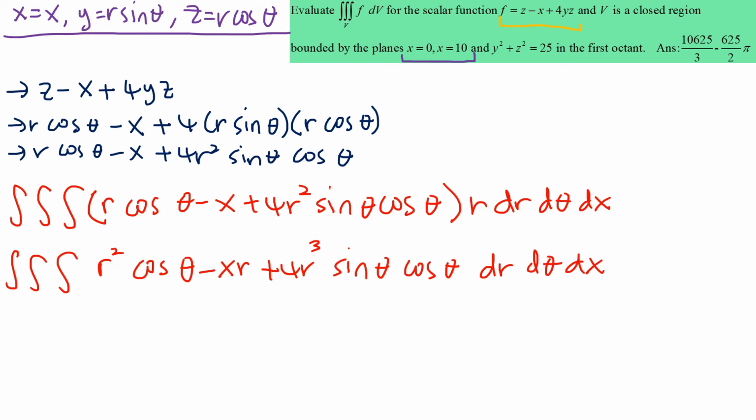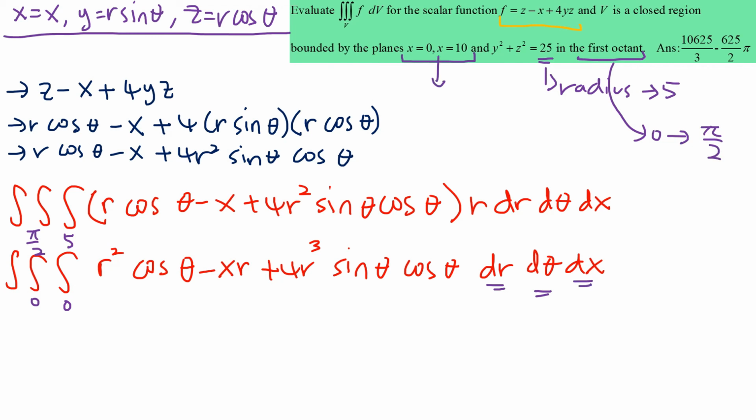So what are the limits of the integration? r is 0 to 5. How do I know? Based on this, this is the radius, and the radius is 5. Theta, because this is a first octant cylinder, is 0 to pi over 2. And then x is obviously from 0 to n. Okay, let us start the integration with r.